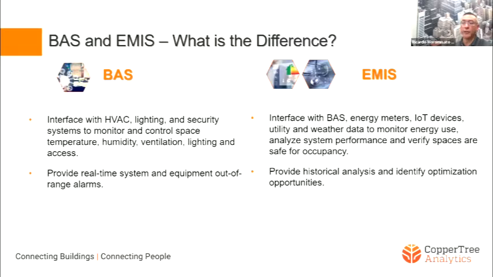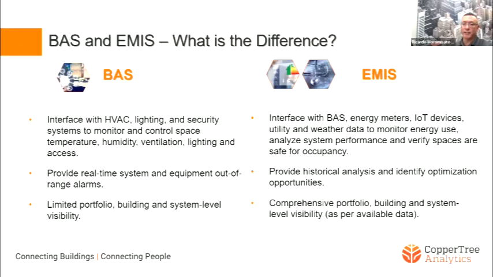In terms of function, BAS systems provide real-time system and equipment out-of-range alarms. They are involved, of course, in the monitoring and control of equipment. And EMIS provide historical analysis and identify optimization opportunities. And in terms of data range or visibility, BAS typically have very limited portfolio, building, and system level visibility, whereas EMIS are typically more comprehensive because they are able to look at a variety of systems happening within a portfolio.